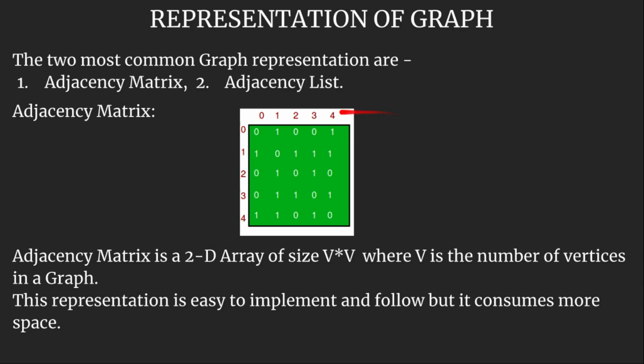In this diagram, this is an example of adjacency matrix. As we can see, it is a two-dimensional array, and the size of this array is V squared, where V is the number of vertices in a graph. This representation is very easy to implement and follow, but it consumes more space. Most of the time, many of the array indexes are of no use, so space consumption is an issue here.